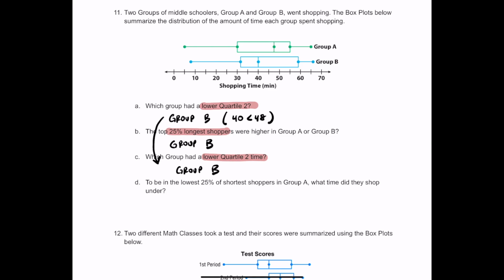To be in the lowest 25% of the shortest shoppers, so just trying to clarify that, lowest 25% meaning short shoppers, less time shopping. To be in group A specifically, what time did they shop under? Well, who was the fastest or the shortest shoppers in group A? That's right over here. And if we look, how long is that roughly here? That looks like it's 30 minutes. I think that says 30 minutes roughly. So let's go under 30 minutes. Okay, there's number 11.